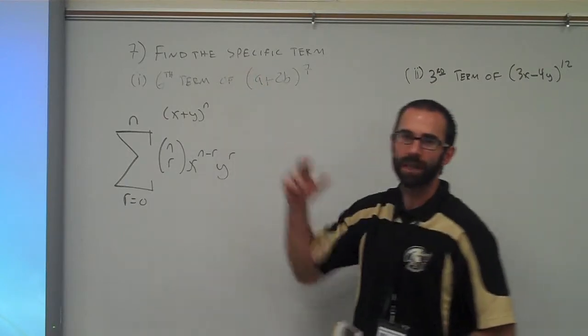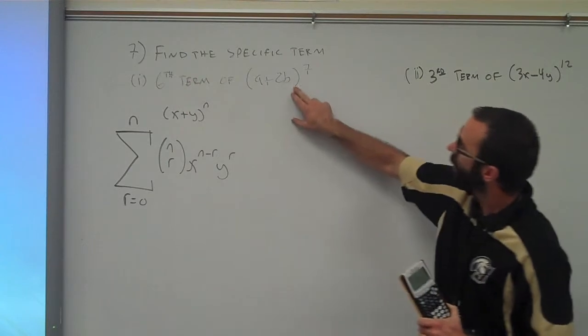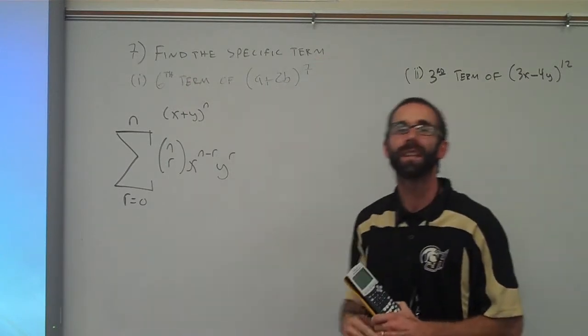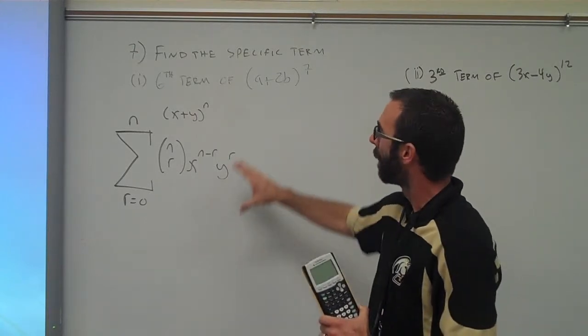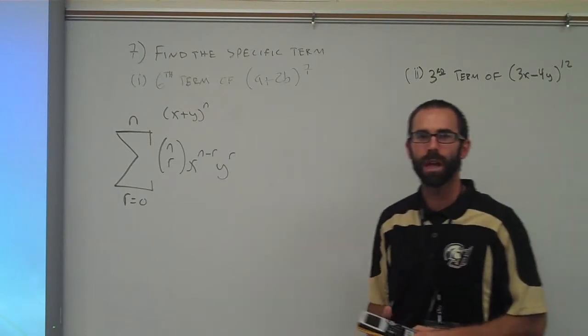We're going to find the specific term now in our expansion. So we're going to find the sixth term of our binomial a plus 2b to the power of 7. And we're going to be using the binomial theorem. Okay, don't start screaming yet. This is going to be okay here.